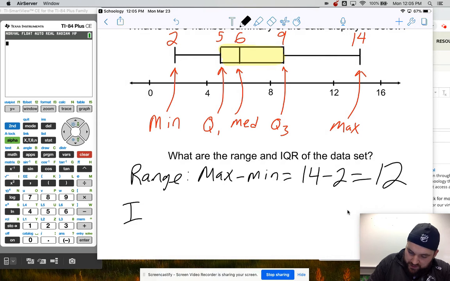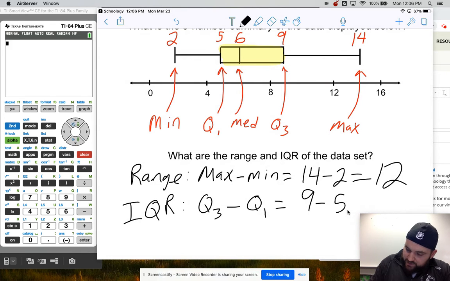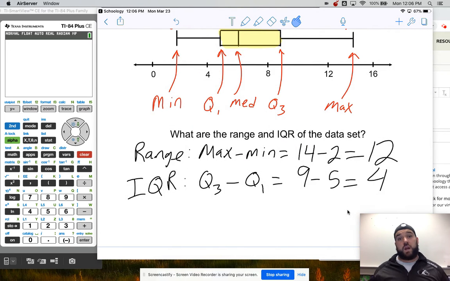And then the IQR is Q3 minus Q1, which is 9 minus 5, which gives me 4. So if you were asked what's the range of the data set, the answer would be 12. And that tells, again, the distance from min to max. And then the IQR is 4, which is the distance, or the space, between Q1 and Q3.